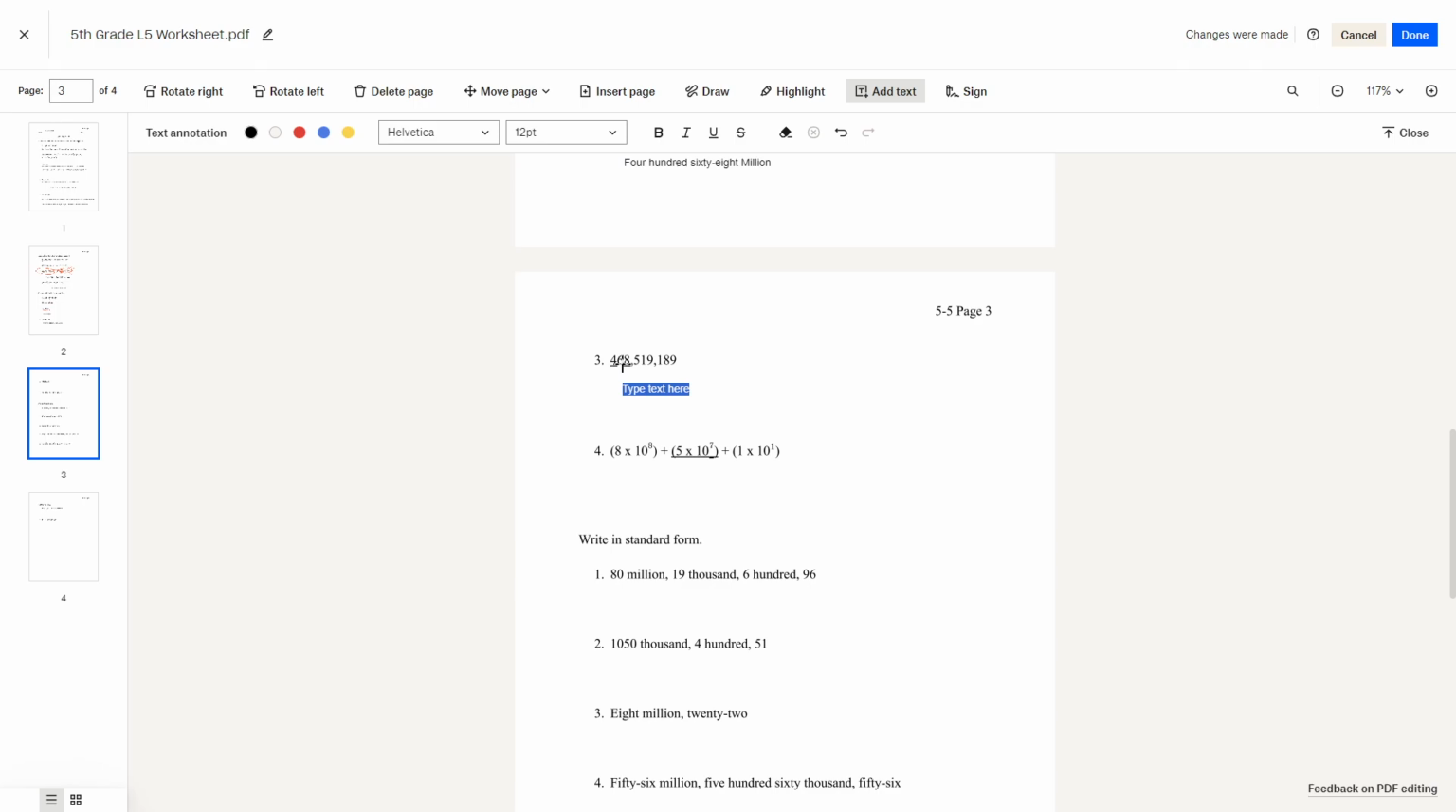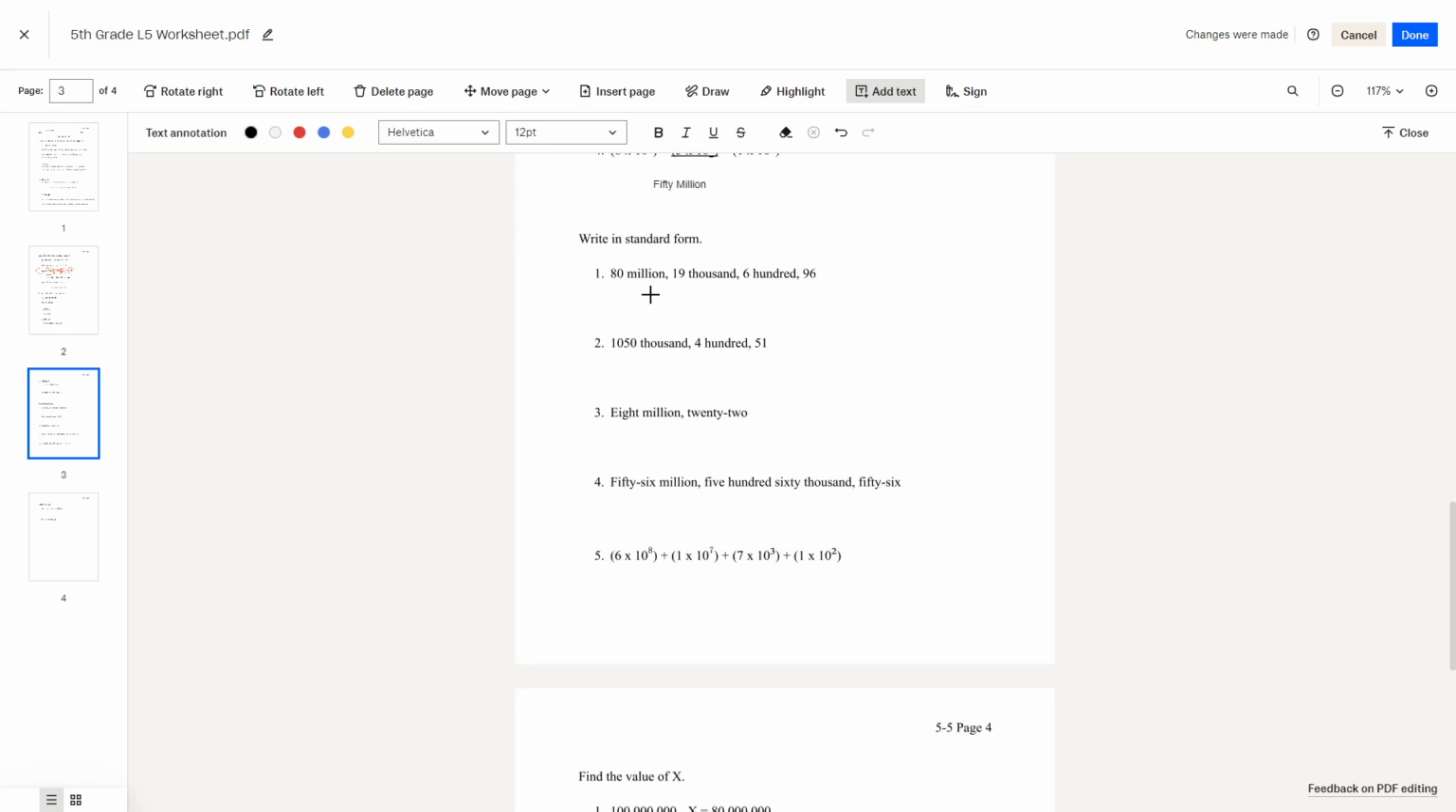Here, only these two numbers are highlighted. 408 million, because the place value where it ends is inside of the millions. 5 times 10 to the 7th power. 10 to the 7th power is 10 million. So all we need to do is 5 times 10, which is 50 million, should be your final answer.